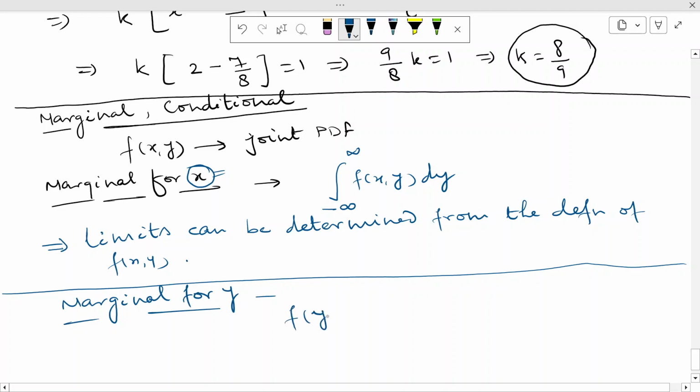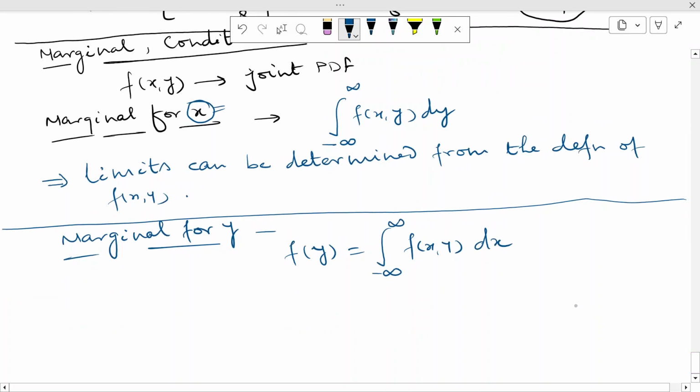So that is the function of y alone, and we can obtain this from the joint PDF again by performing the integral of this fxy, but this time with respect to x. Okay, and yes, we can determine the limits. So this remark is still here, that we have to determine the limits as per the definition of our joint PDF. So we have to look at this definition, and we obtain the limits from the definition itself. So this is how we can find out the marginals for x and y.